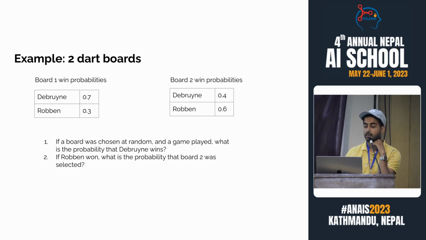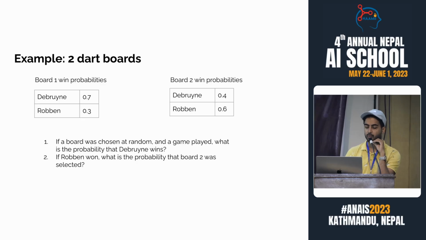So now we want to answer two questions, okay? The board was chosen at random and a game played. What is the probability that De Bruyne wins? Okay? Is that clear to everybody? Second question is, if Robin won, what is the probability that board 2 was chosen?